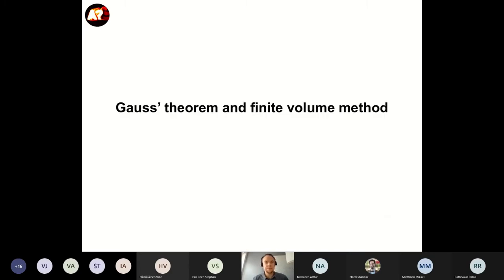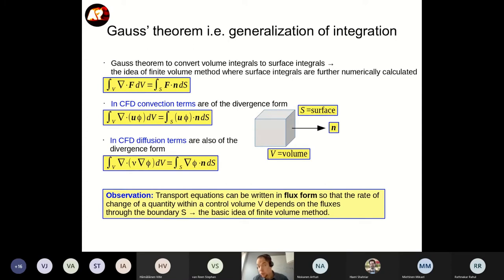So what is the Gauss theorem? Gauss theorem is a generalization of integration, and it's a mathematical theory. Probably you have used it in the mathematics courses during the first or second year in bachelor's. But it's a way to convert volume integrals to surface integrals. And so formally you have terms like this, where you have derivatives or nabla dot vector. We always have these terms in the convection diffusion equation. So both on the convection side and on the diffusion side, you can always write it in this form.